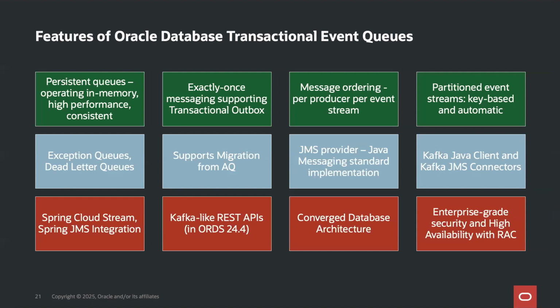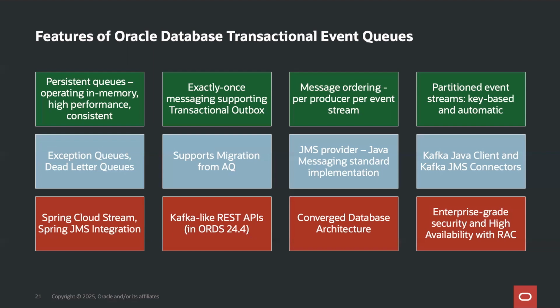Let's summarize and highlight some of the features of Oracle Database transactional event queues. Oracle Database supports persistent, high-performance queues with an in-memory cache and exactly once messaging, supporting the transactional outbox pattern. Messages are logically ordered per producer per event stream, and event routing is handled through a key-based feature or automatic round-robin routing.